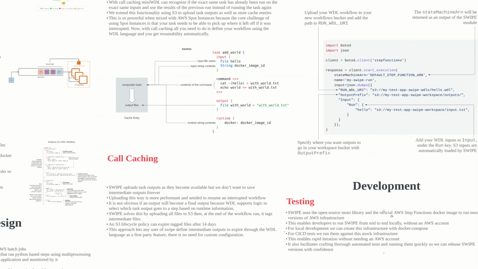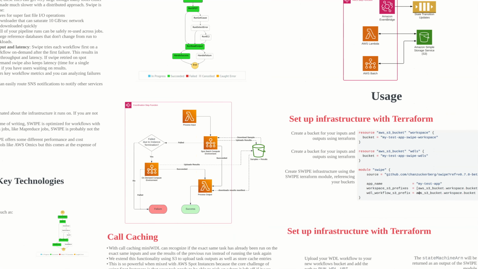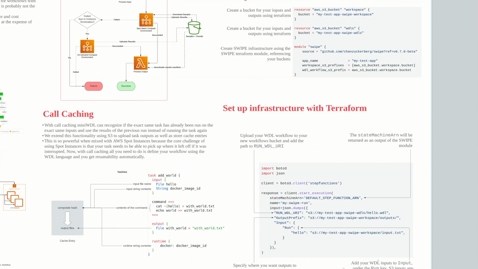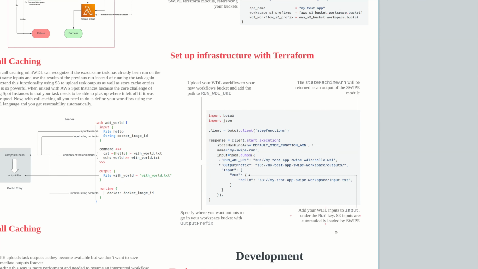It's very easy to get started with Swipe, which is another highlight. This is minimal Terraform that you can run workflows with, just this small amount. For example, you just define some buckets and then you call the swipe module and you are ready to call the AWS API to run your workflows. And you can see that here. These are examples in Python, but it doesn't have to be in Python. You could use any AWS SDK. You just construct the input for the step function and you're good to go.